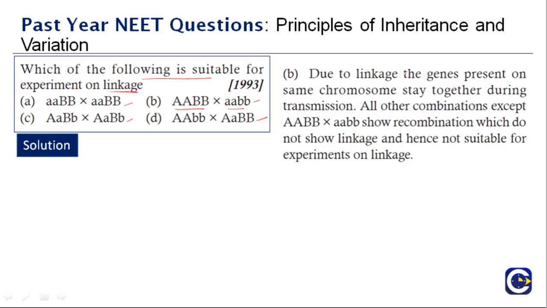Due to linkage, the genes present on the same chromosome stay together during transmission. All other combinations except this show recombination, which do not show linkage and hence are not suitable for experiments on linkage. So the right answer is B.